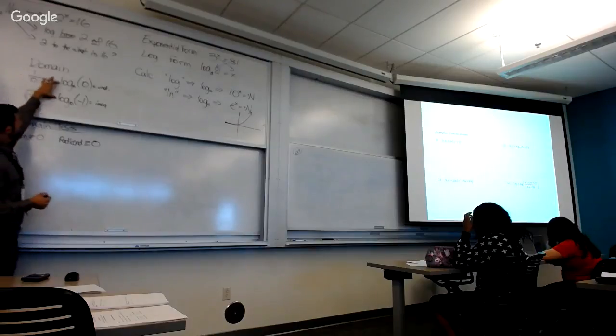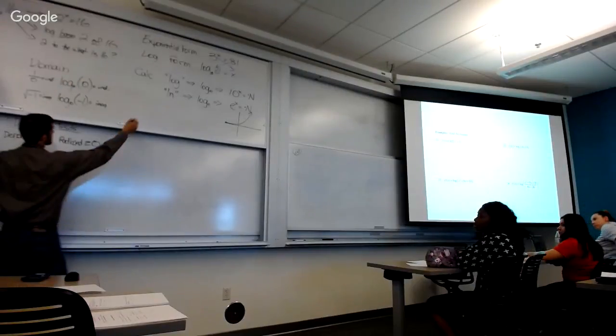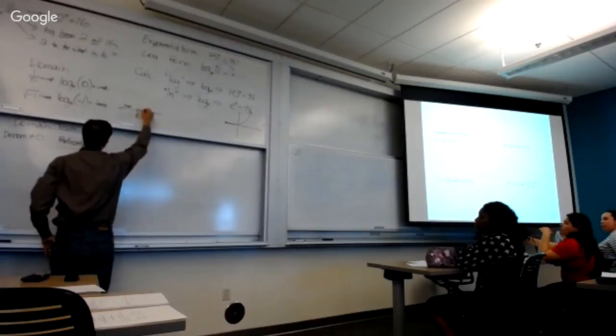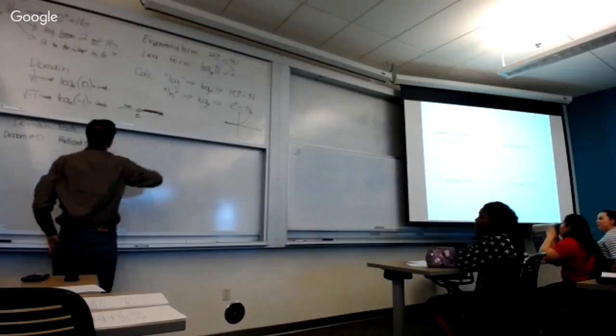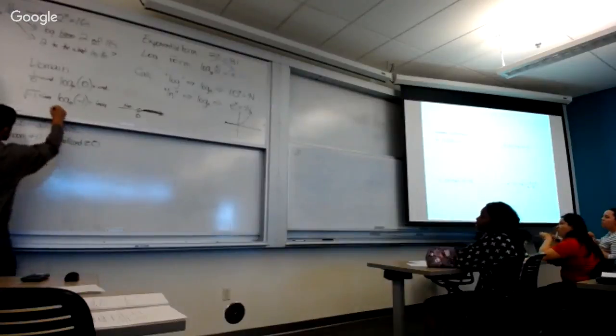But if you want the log to be not negative and not 0, what does that mean? Look at a number line. I don't want it to be 0, and I don't want it to be negative. So what can I let it be? Yeah, any positive number.